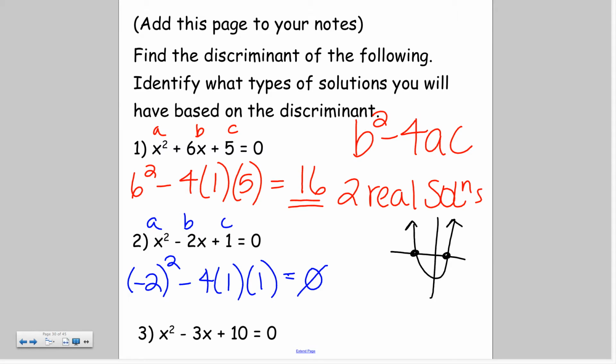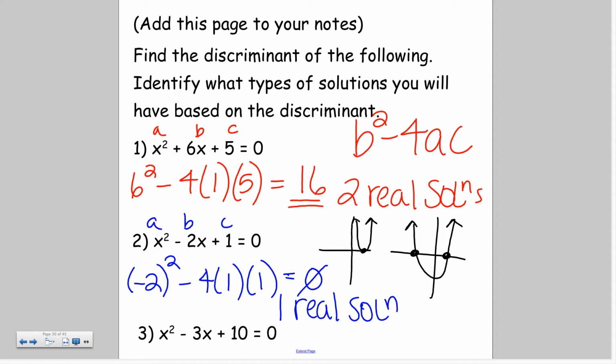0 tells me that I'm going to have 1 real solution. I'm going to only have 1 answer, and it's going to be a real answer. If I graphed that, it would look like that. There's my 1 answer. It only crosses the x-axis 1 time.